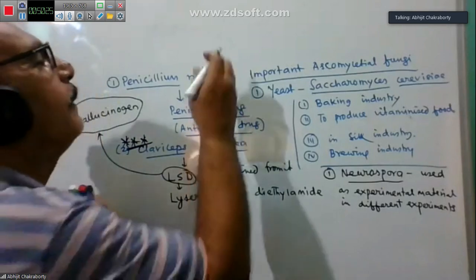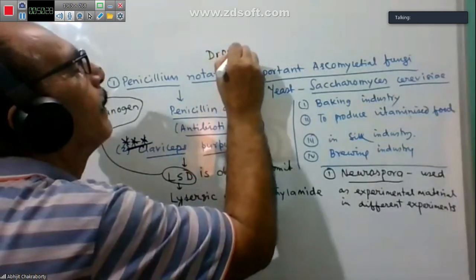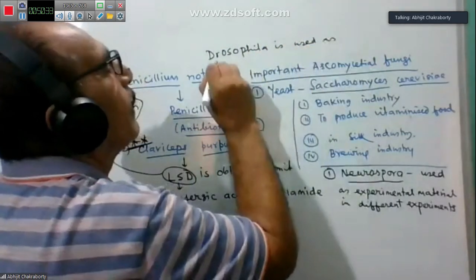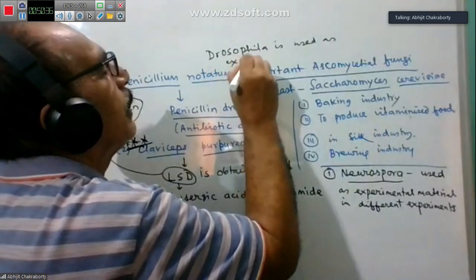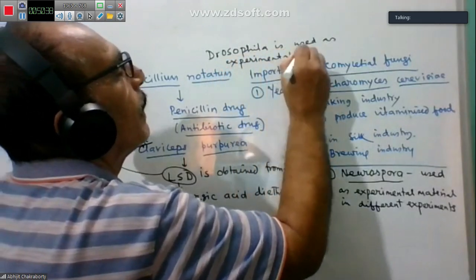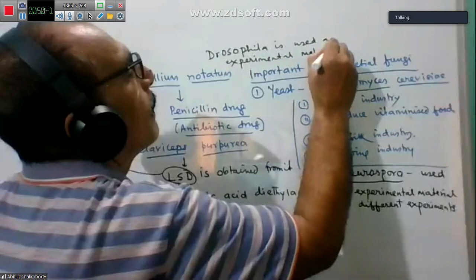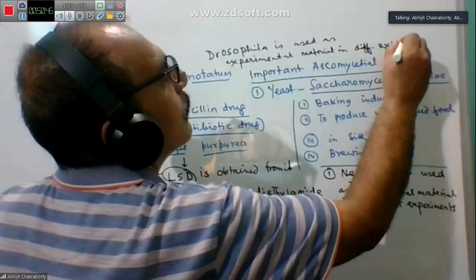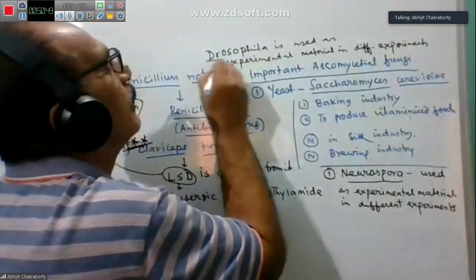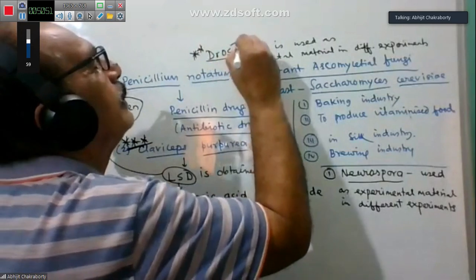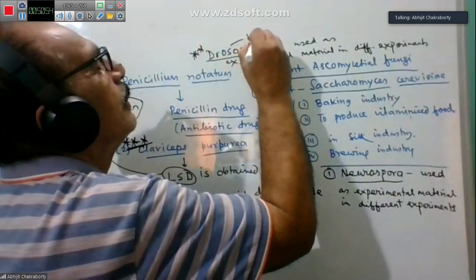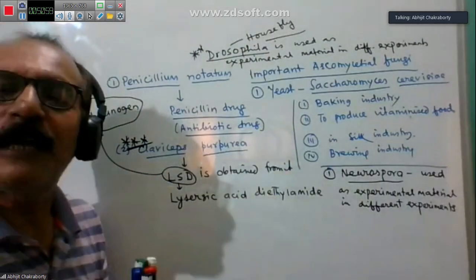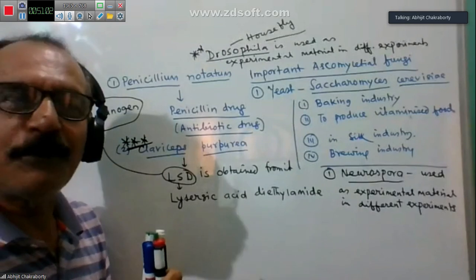And you know, Drosophila is used as experimental material in different experiments. Drosophila is another fungi? No. This is the most important thing. Drosophila means housefly. Neurospora is used similarly. Drosophila is very common.